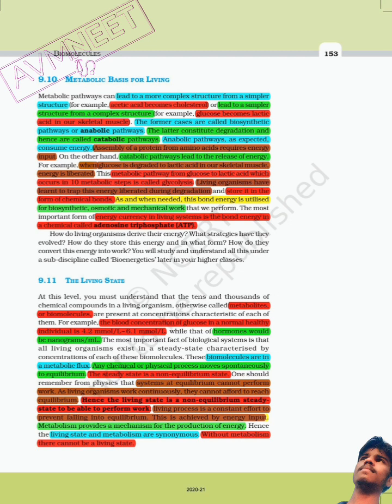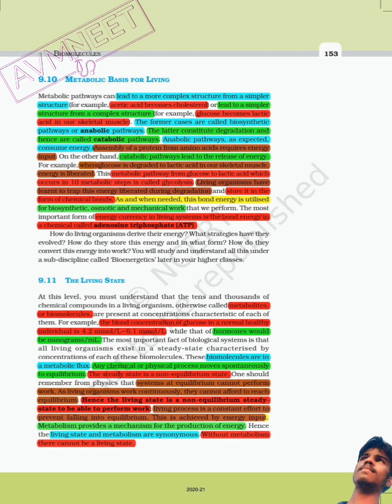Living organisms have learned to trap this energy liberated during degradation and store it in the form of chemical bonds. As and when needed, this bond energy is utilized for biosynthetic, osmotic and mechanical work that we perform. The most important form of energy currency in living systems is the bond energy in a chemical called adenosine triphosphate, in bracket ATP.